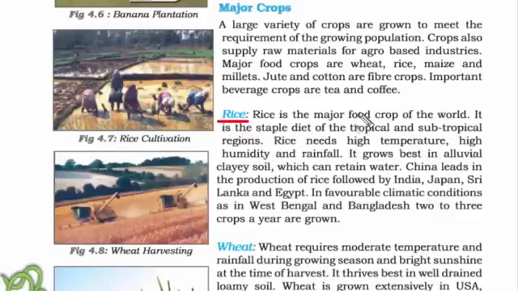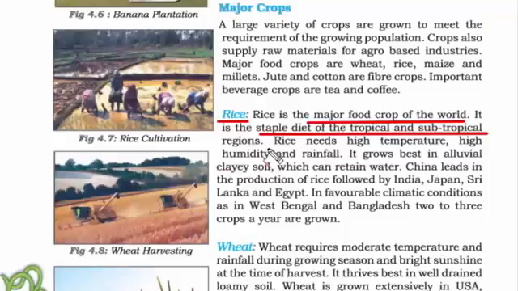First is rice. It is the major food crop of the world. It is the staple diet of tropical and subtropical regions. So always remember, the Tropic of Cancer divides India into two parts, tropical and subtropical. Subtropical is the northern part, tropical is the southern part. And you know at least that in India, all South Indians eat a lot of rice, and that is the same with the North Indians as well.